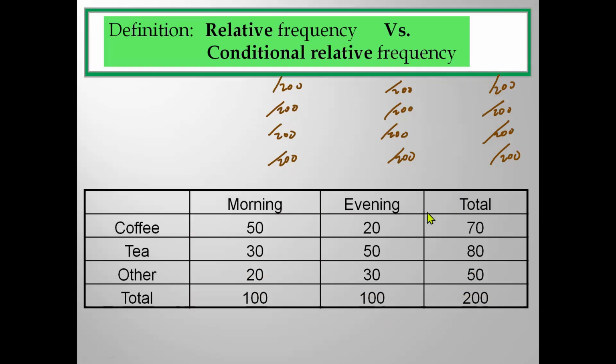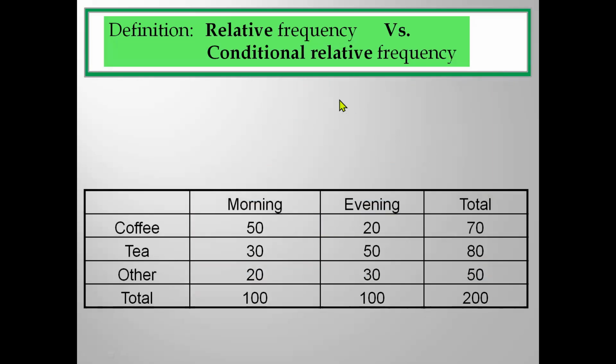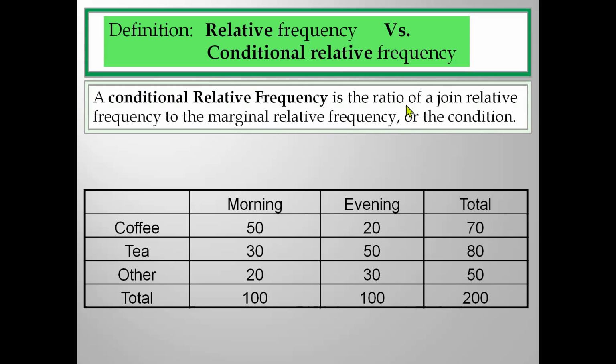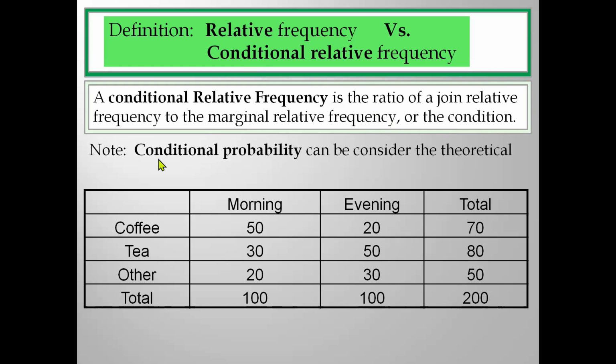And that's relative frequency. We now want to look at conditional relative frequency. Conditional relative frequency is the ratio of a joint relative frequency to the marginal relative frequency, or the condition. Notice that we're talking about the word condition. So this sounds like conditional probability because it is. Conditional probability can be considered the theoretical version of the conditional relative frequency.